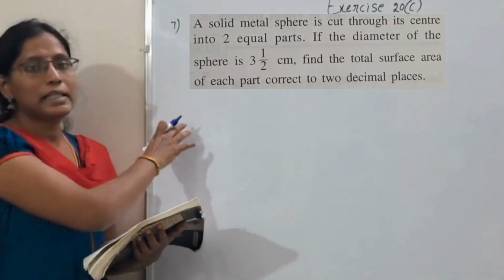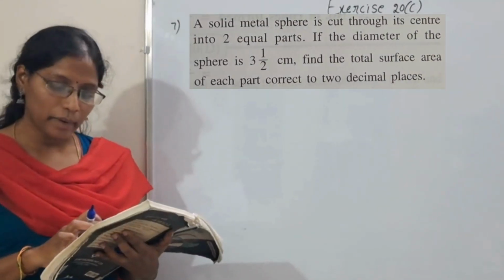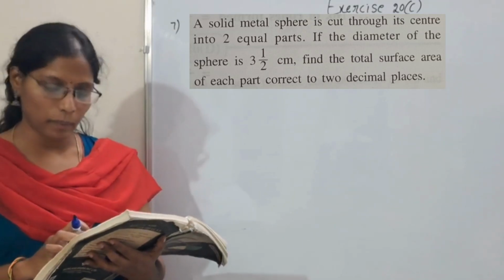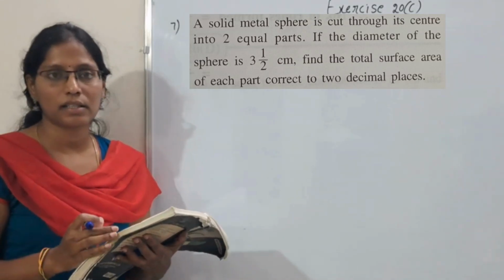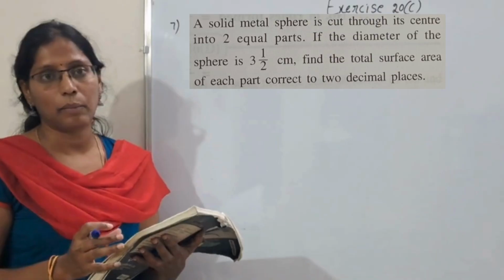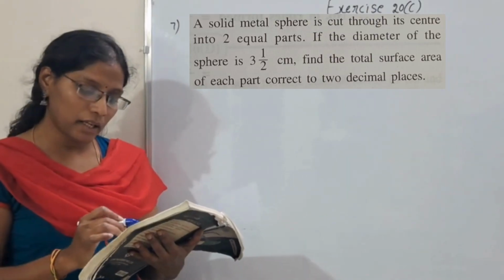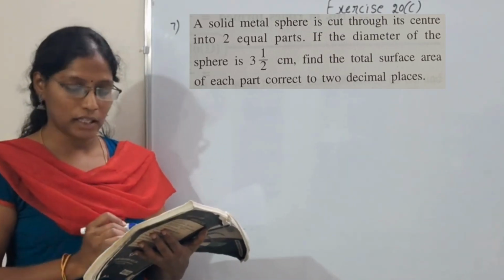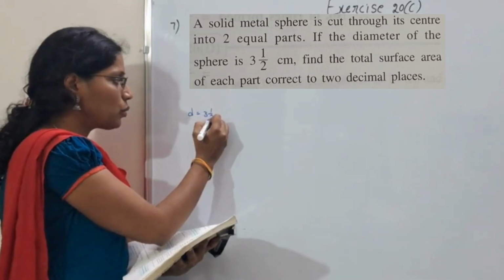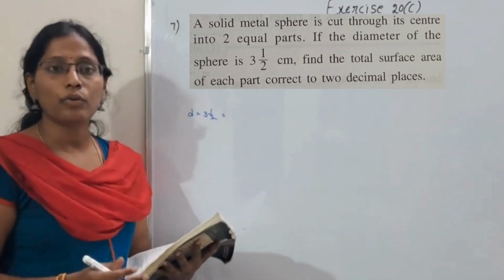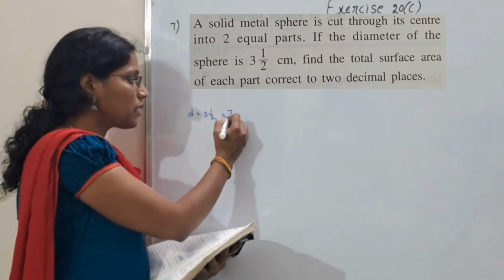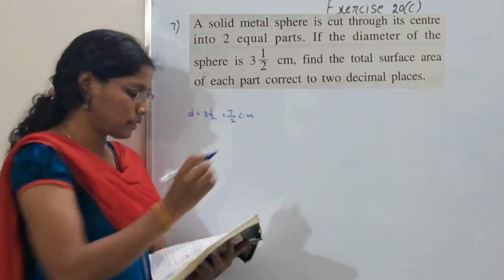Next, problem number 7. In this problem, a solid metal sphere is cut through its center into 2 equal parts. So what solid are we discussing here? One sphere we have to cut in half, 2 hemispheres will come. That hemisphere diameter they have given is 3 1 by 2 centimeters. Mixed fraction they have given. We have to change into improper fraction. 3 2s are 6, 6 plus 1 is 7 by 2 centimeters.